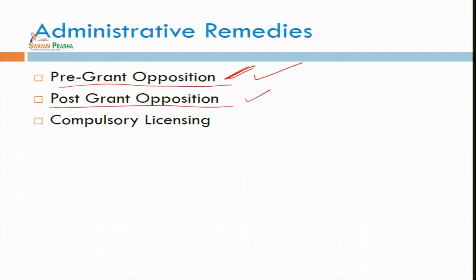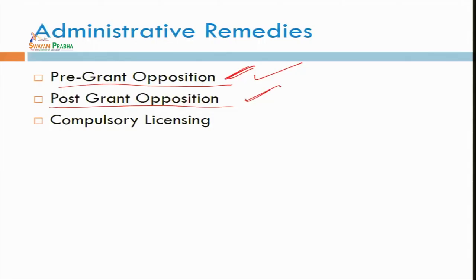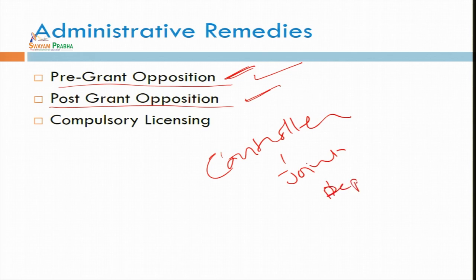When a patent is already granted, and a person who was not vigilant comes to know that a patent has been granted in my field, or for my invention, to some other person, that is also a violation. He has two remedies: either go to the civil court, or take a step under administrative remedy. He can file a post-grant opposition even though the patent is granted. These are filed before the controller, joint controller, deputy controller, or assistant controller, as we have discussed in the patent authorities.